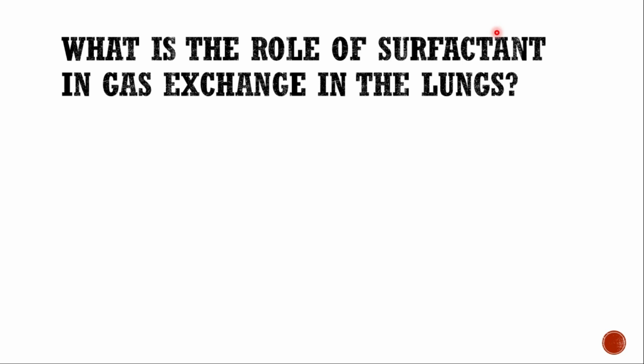What is the role of surfactant in gas exchange in the lungs? What is a pulmonary surfactant? It's a surface active complex of phospholipids and proteins formed by type 2 alveolar cells. The proteins and lipids that make up the surfactant have both hydrophilic and hydrophobic regions. By adsorbing to the air-water interface of alveoli, with hydrophilic head groups in the water and hydrophobic tails facing towards the air, the main lipid component of surfactant, dipalmitoyl phosphatidylcholine, is used to reduce surface tension.